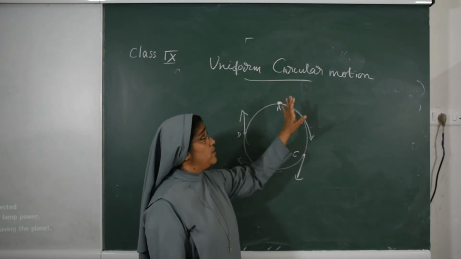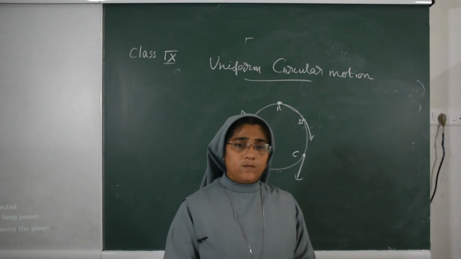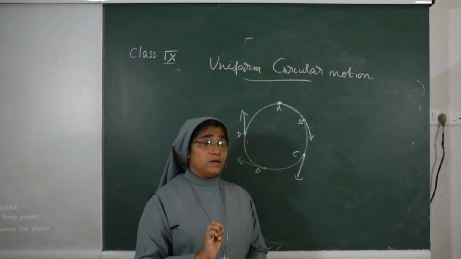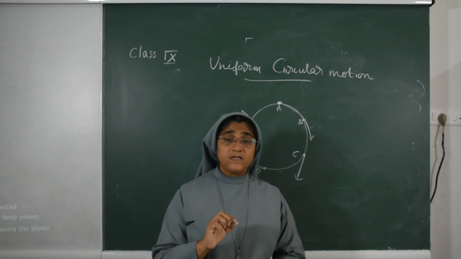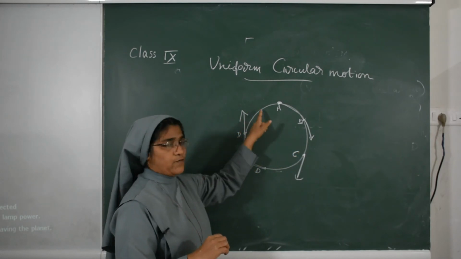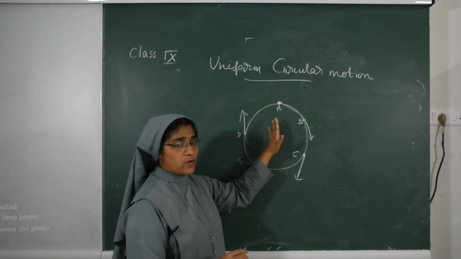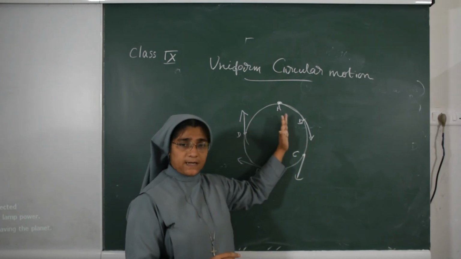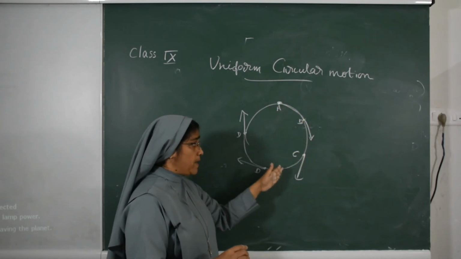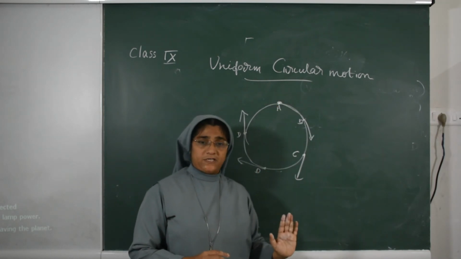So what is uniform circular motion? Uniform circular motion means an object travels in a circular path with a uniform speed. It is called uniform circular motion.